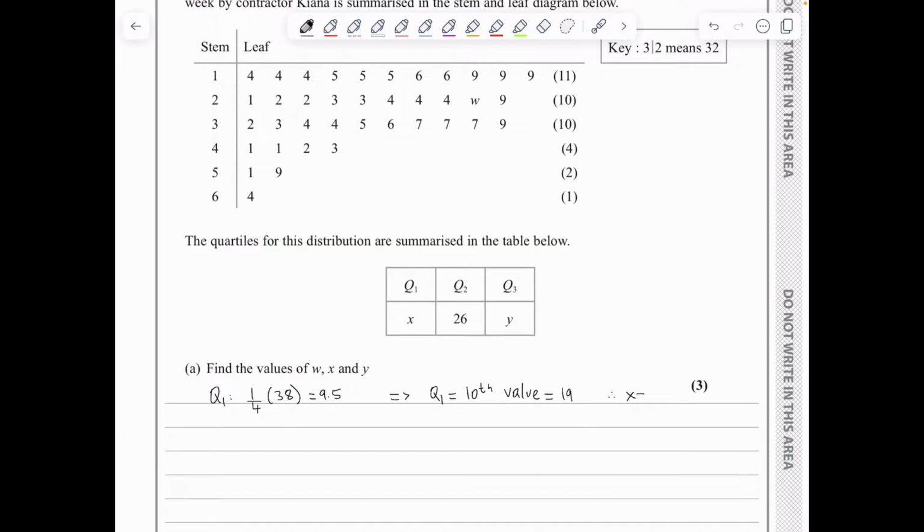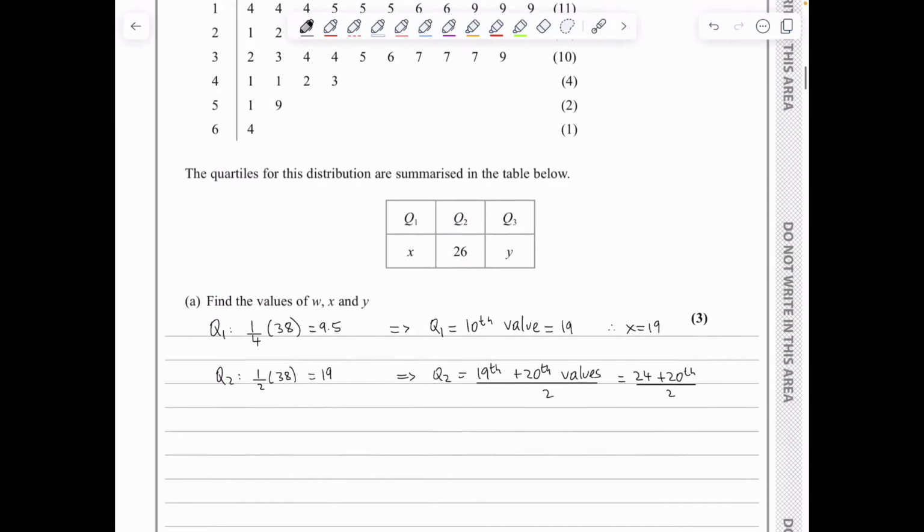For Q2, the median, I will be evaluating a half of 38, which is equal to 19. And since this is an integer, I will take the midpoint of the 19th and 20th observations. So I'm doing the 19th and 20th values and dividing by 2. Now the 19th observation is 24, so 24 plus the 20th observation over 2 will give me the median, and we are told that the median is 26.